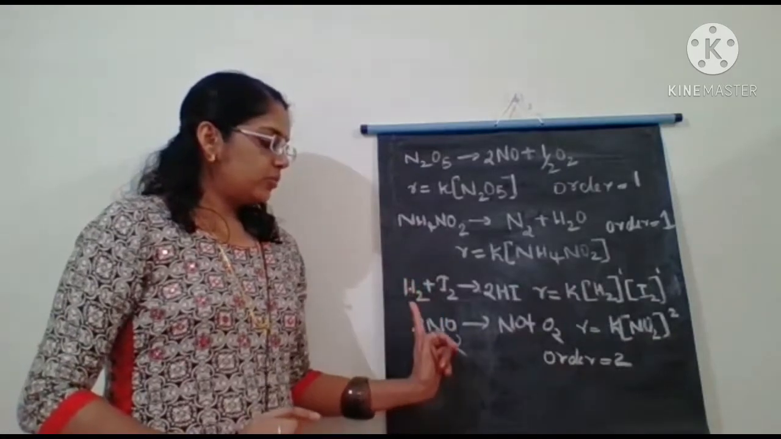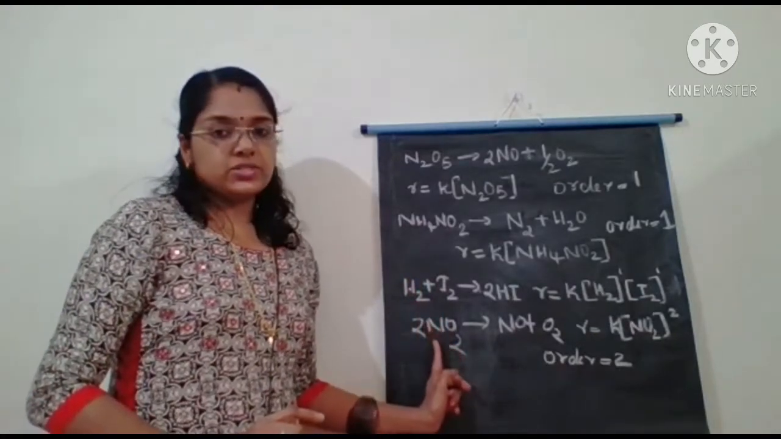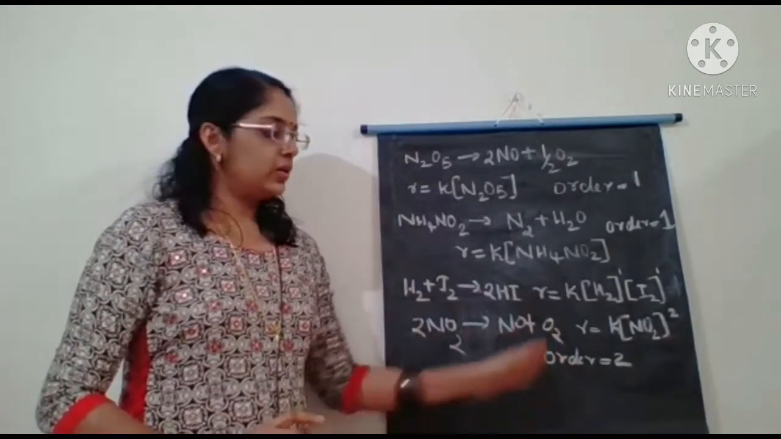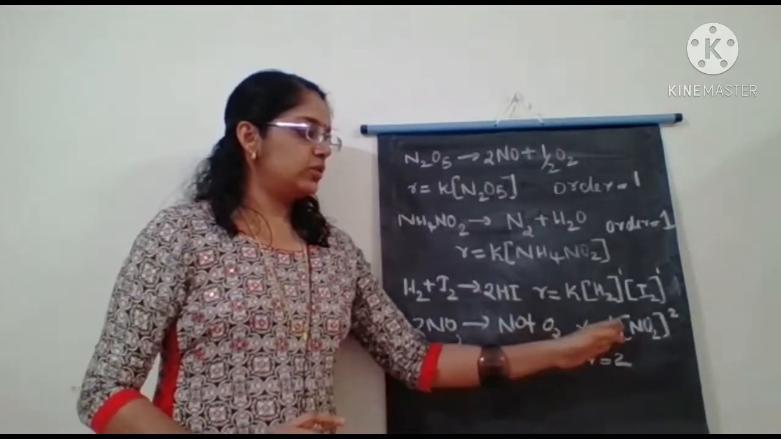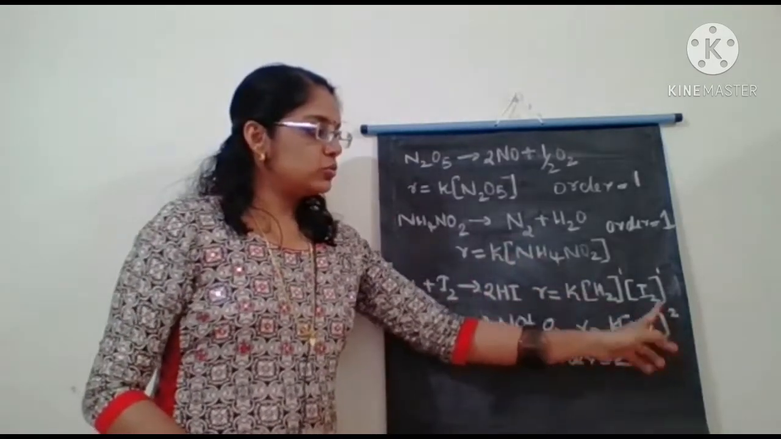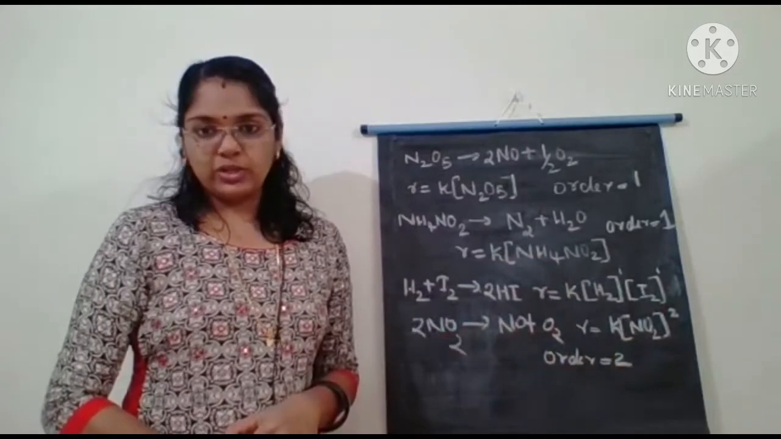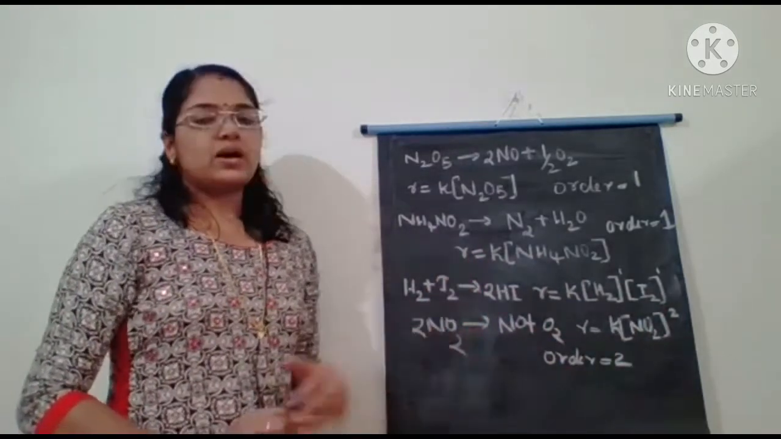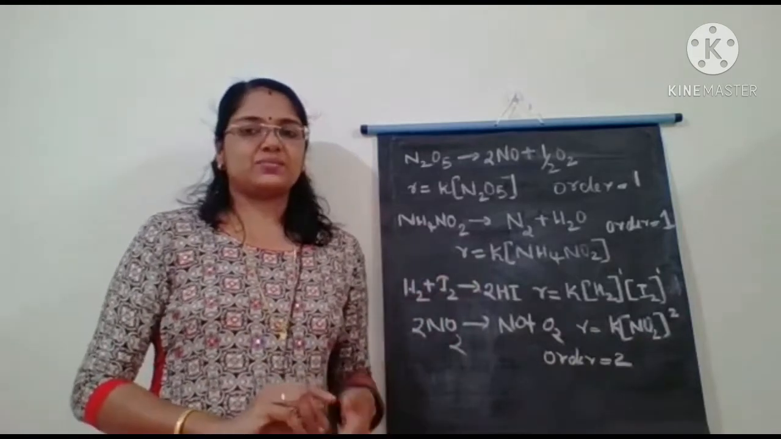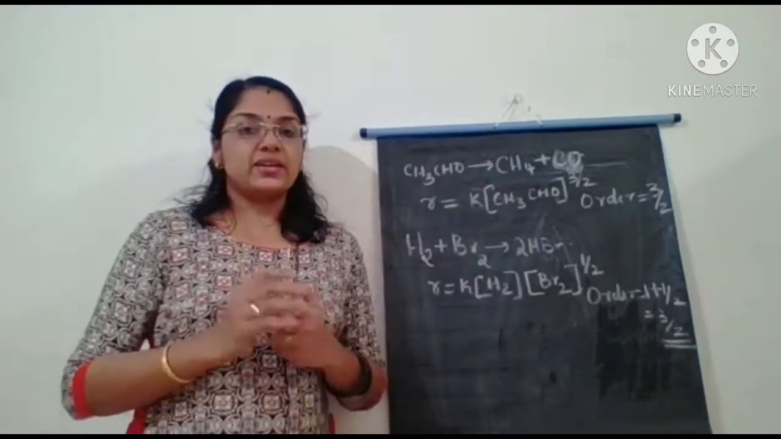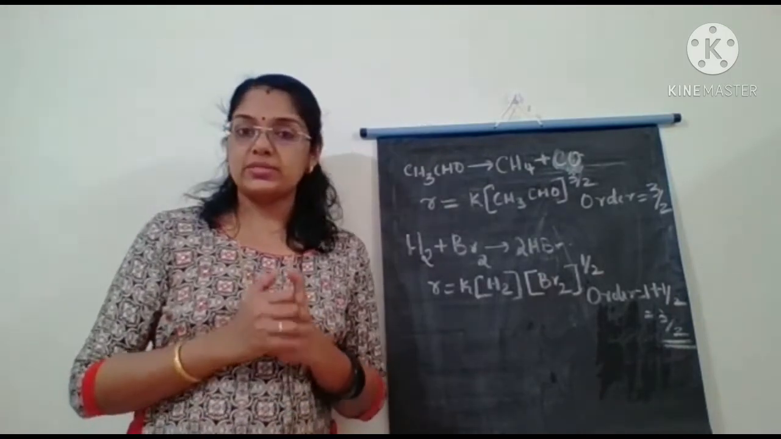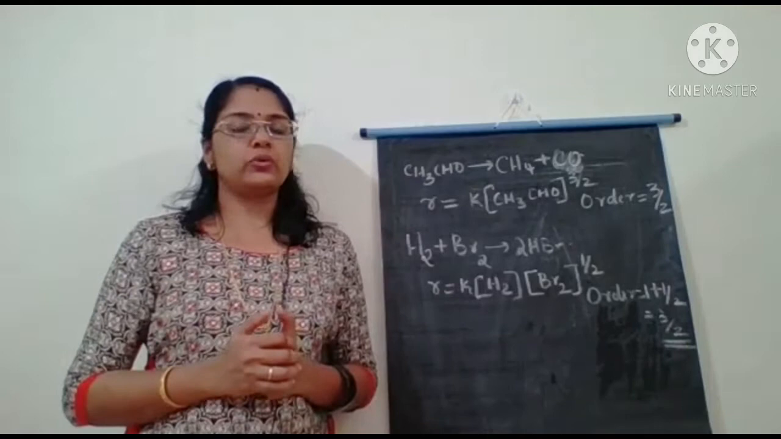And consider the decomposition of nitrogen dioxide. Here 2NO2 gives 2NO plus O2. Here also the rate expression is found to be K into the concentration of NO2 raised to 2. The exponent is 2, so the order of the reaction is found to be 2. So these two are examples of second order reactions. We have already discussed that the order of a reaction can be a whole number, fractional, zero, or even a negative value.